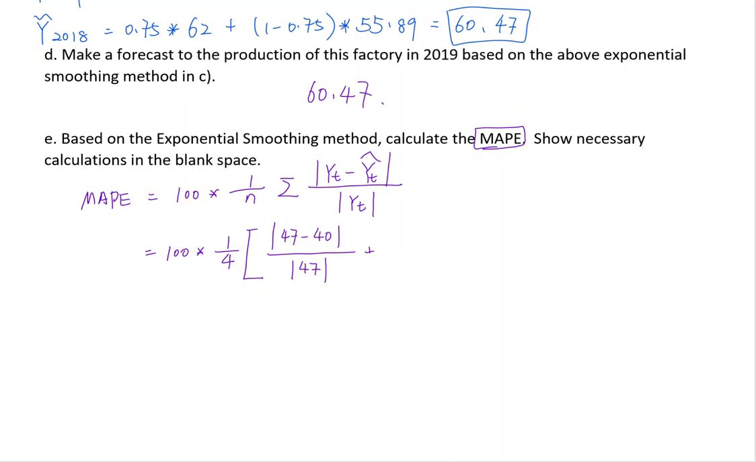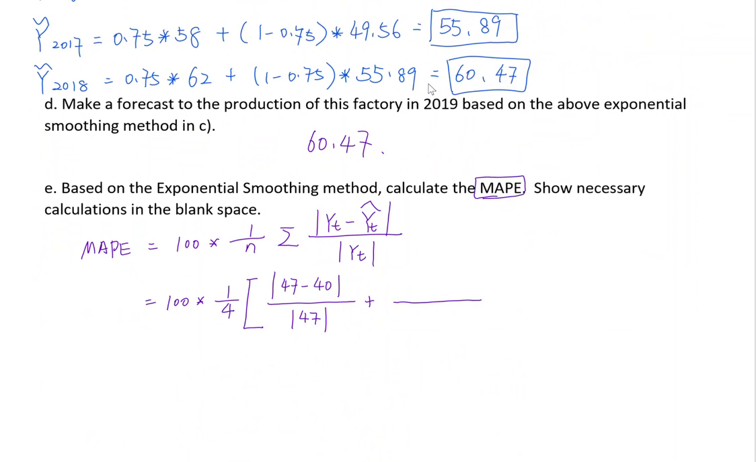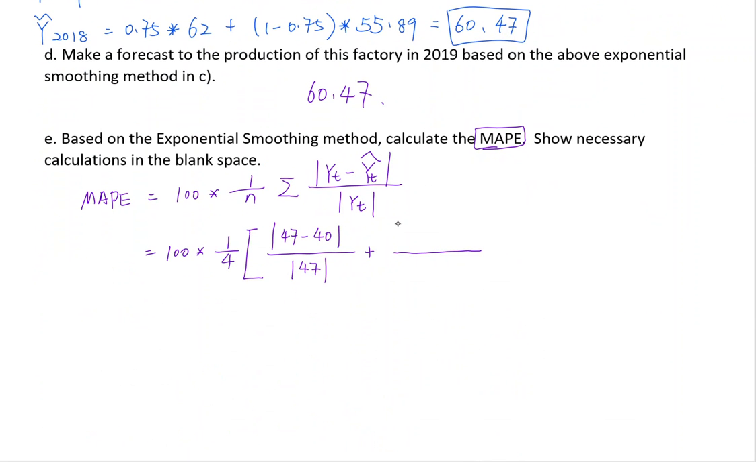And then plus the next one. The next pair will be this pair, so it will be the absolute value of 51 minus 45.25, divided by the absolute value of 51.